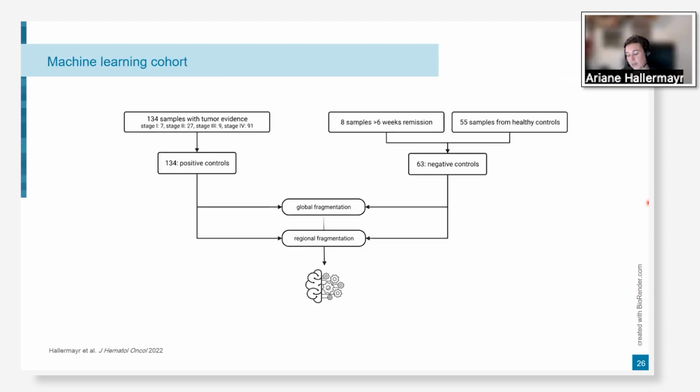And finally, rather than this normal bioinformatics analysis, I also wanted to train a machine learning algorithm, and therefore I used the 134 samples collected from patients with tumor evidence, and a negative cohort consisting of the 55 samples from healthy controls that were included in the panel of normals, and 8 samples collected from patients that were already more than 6 weeks in remission, as those samples are also expected to resemble those from healthy individuals. Then, based on global fragmentation and regional fragmentation, machine learning classifiers were trained.